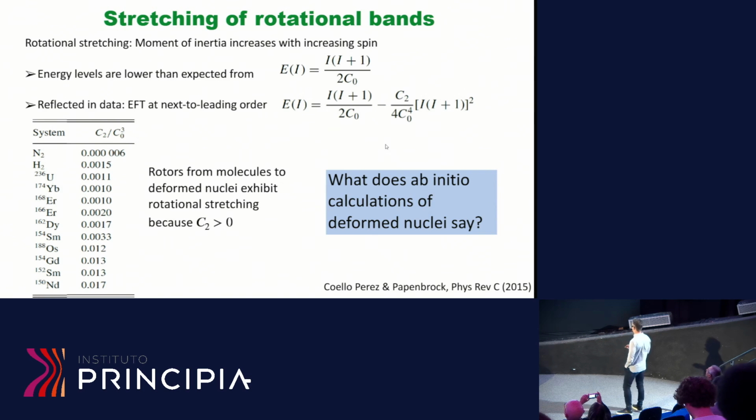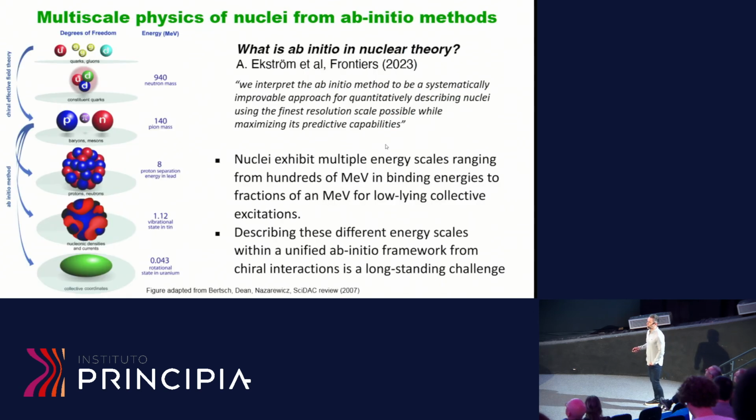So the question we set out to ask is: what does ab initio theory tell us about this? Can we reproduce these features from a, let's say, more fundamental description of nuclei? We already heard in a couple of talks here about ab initio calculations of atomic nuclei. And I think if you ask different people, you will get different answers for what they define as an ab initio approach to computing nuclei.